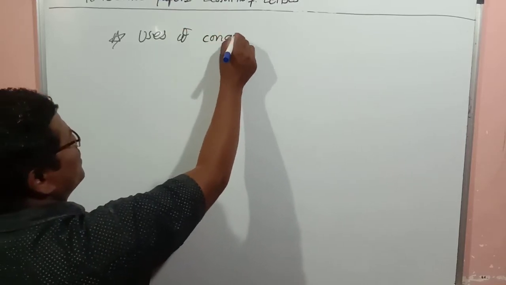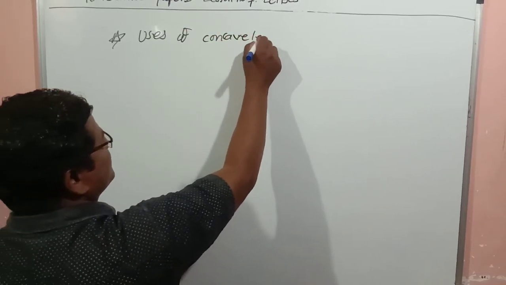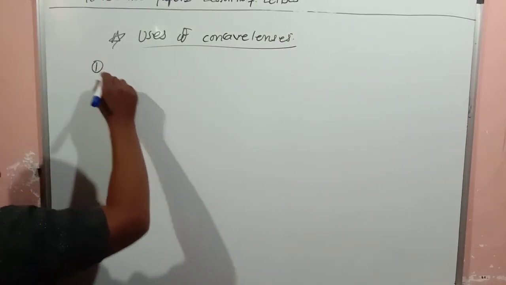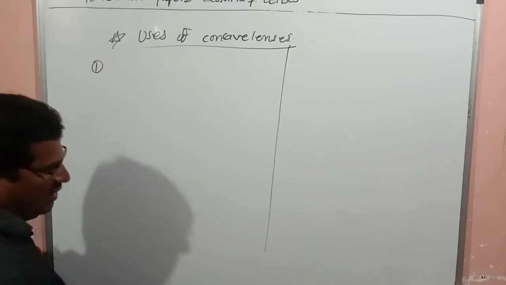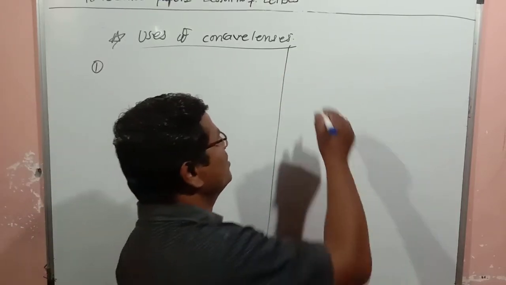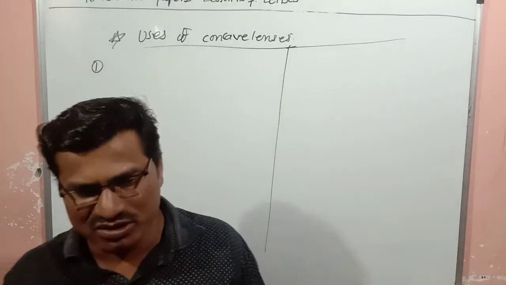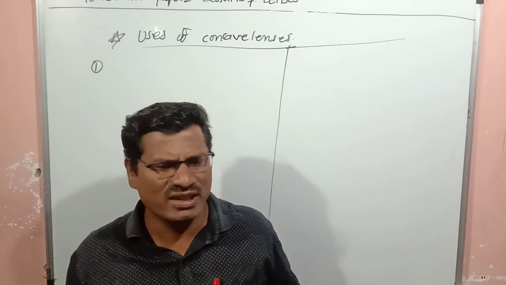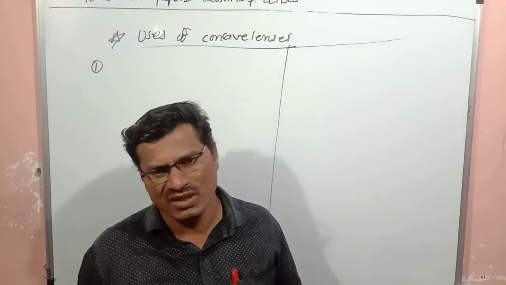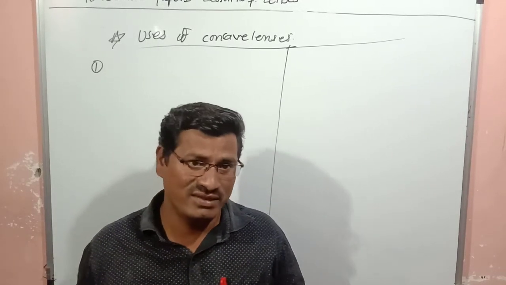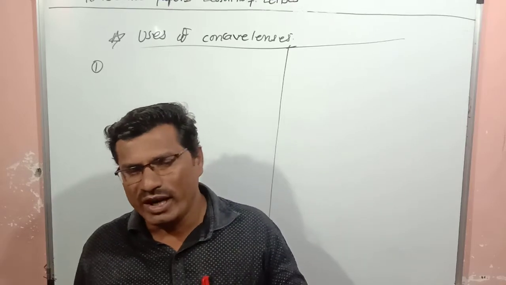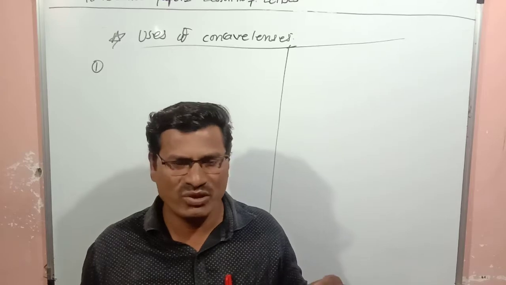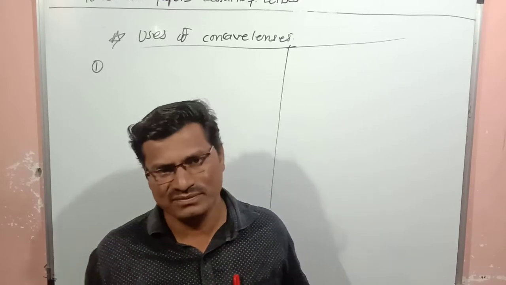So next thing is the uses of concave lenses. What are the uses? That we are going to study in detail. First we'll discuss the uses and then we'll write the points. First use is that concave lenses are used in medical equipments, scanners, and CD players. Why are they used in these devices? Because these equipments work on laser light.